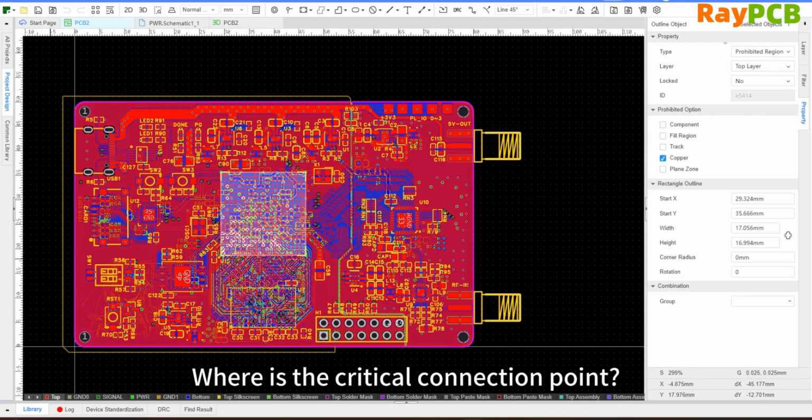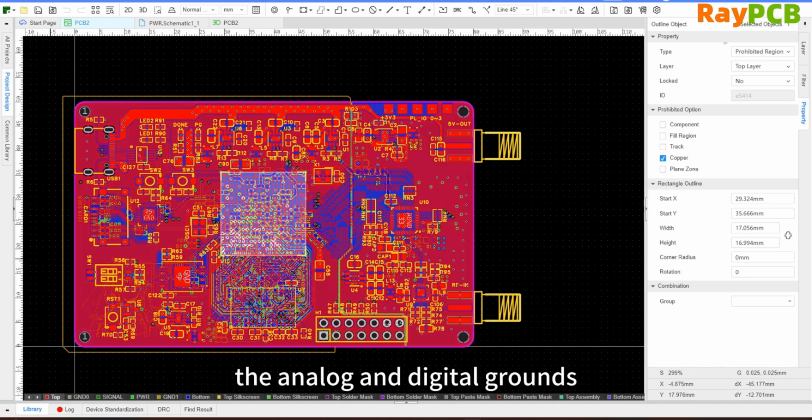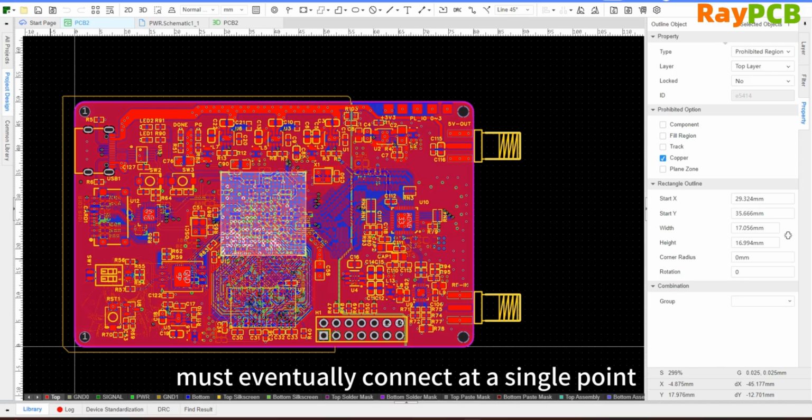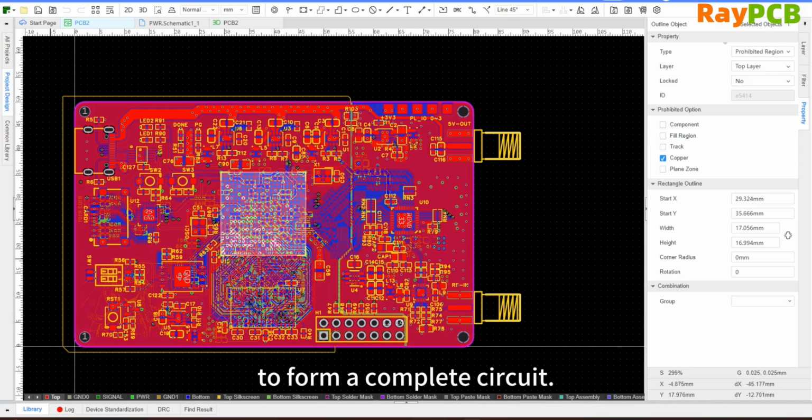Where is the key connection point? Even with a single point grounding strategy, even if the ground plane is divided, the analog ground and the digital ground must ultimately be connected at a certain point to form a complete circuit. This connection point is crucial. Where is the ideal connection point? It is at the ADC or DAC chip.